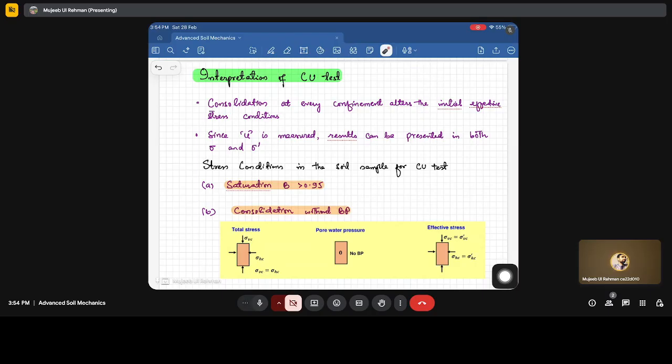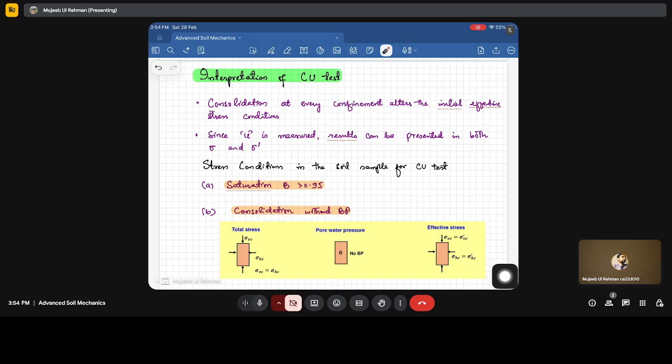Okay, we will resume. Now the interpretations of the CU test, which is the consolidated undrained test. Consolidation at every confinement alters the initial confining stress, the initial effective stress condition. That is true, because whenever we allow the sample to consolidate, it alters the arrangement, alters the water content, and changes the void ratio in the sample. So it is actually changing the initial stress conditions. That is why in the consolidated undrained test, this consolidation stress becomes important.